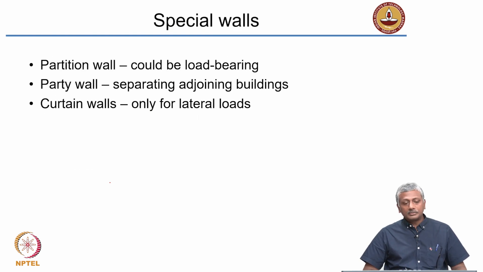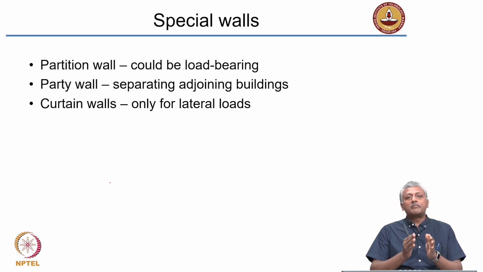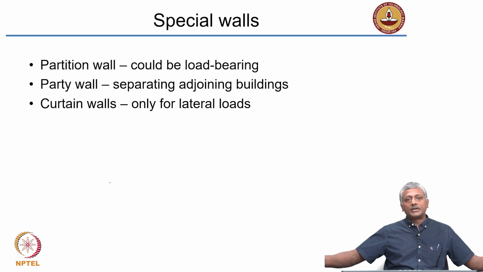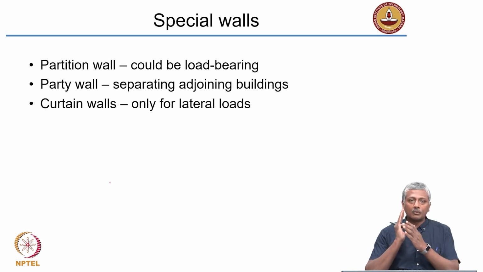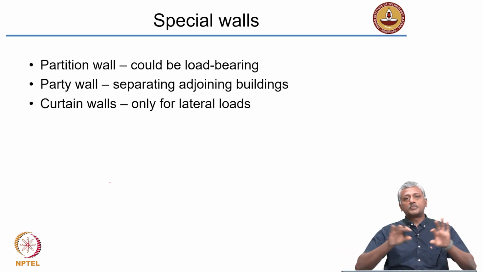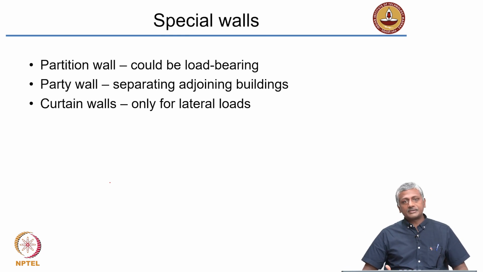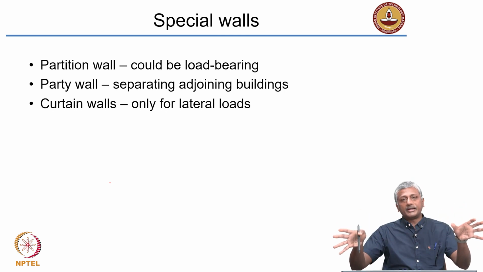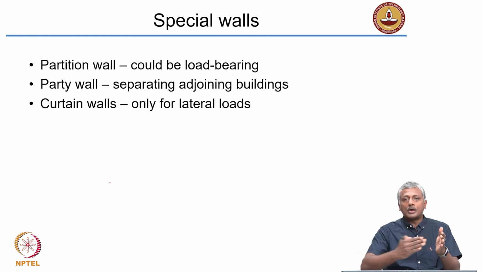A partition wall could be a load bearing wall. The function of a partition wall is to simply partition two spaces. Okay, if you have a very large hall, for instance, you put a wall in between called a partition wall, which partitions two spaces. Now, the partition wall in some cases can be designed as a load bearing wall also, but in most circumstances, you will see that the partition wall is a non-load bearing wall and typically made with these lightweight concrete masonry units.